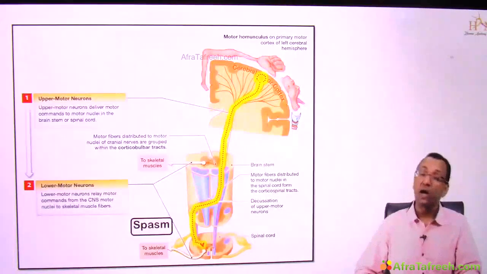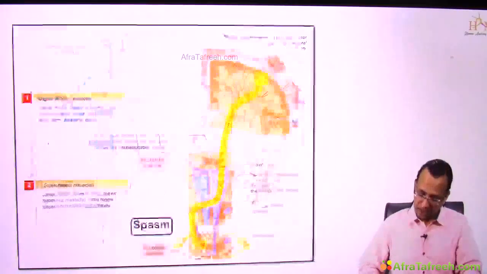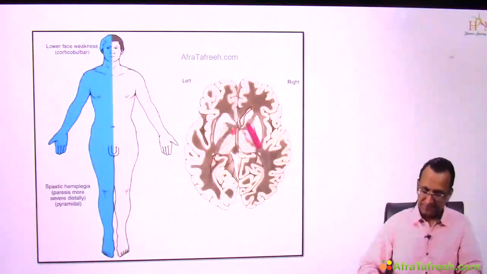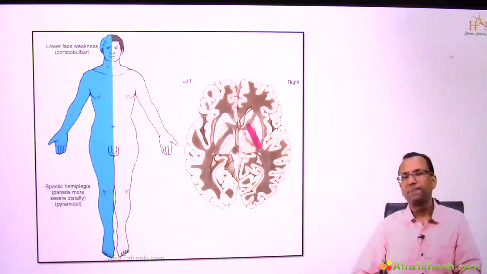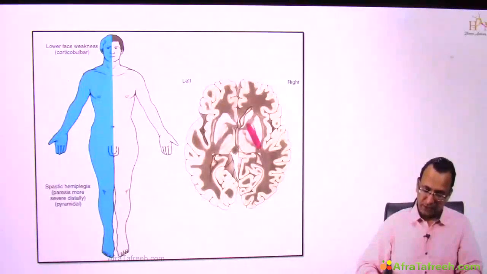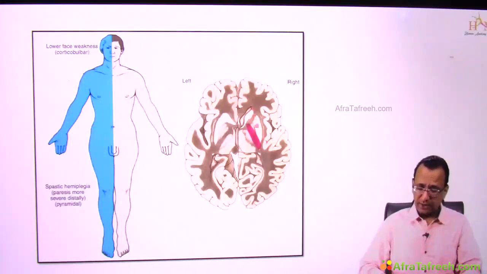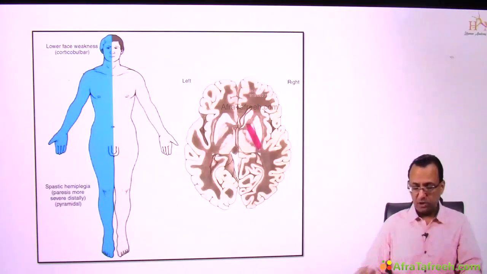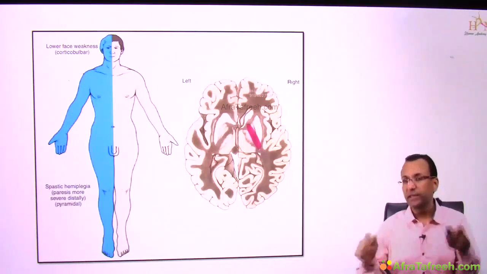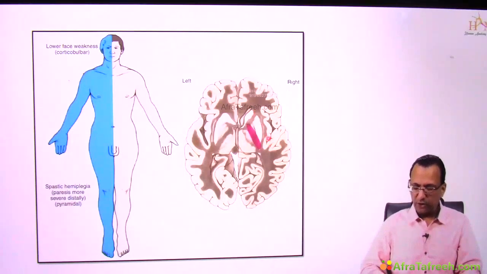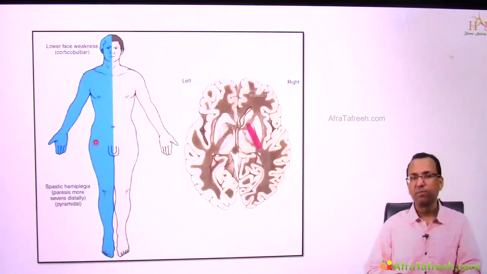And what if it is beyond that? What if it is after the synapse? After the synapse, there will be a difference. See, this diagram will tell you that if the injury was on the left-sided internal capsule, the problem will come on the right side of the body. Let us assume this is the left side because we are discussing the left side. That is the point here.